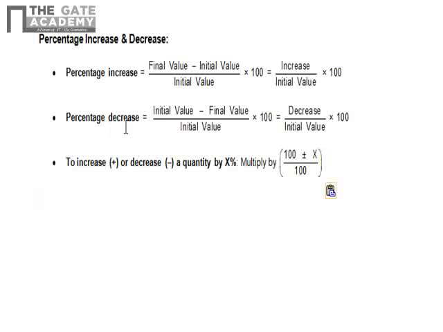And if you want to find the percent decrease, that means the initial value is greater than final value, so the decrease amount upon initial value into 100. In both the cases, the base is initial value. And here, if you want to increase or decrease a quantity by a given percent, x%, then you can use this formula. Suppose if you want to increase a quantity by 10%, then you'll have to multiply that quantity by this factor, that is (100 plus 10) upon 100, that is 110 upon 100.